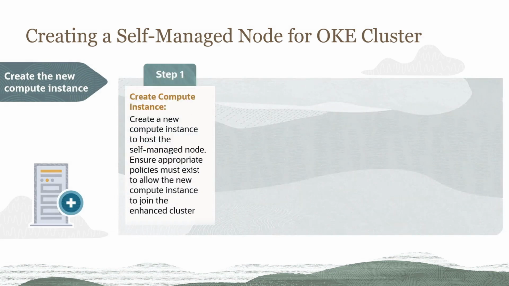Step 1 is to create compute instance. We will kick things off by creating a brand new compute instance to play host to our self-managed node. We must ensure that there are appropriate policies in place to allow this new compute instance to seamlessly join the enhanced cluster. Let's transition back to the OCI console and start with step 1.